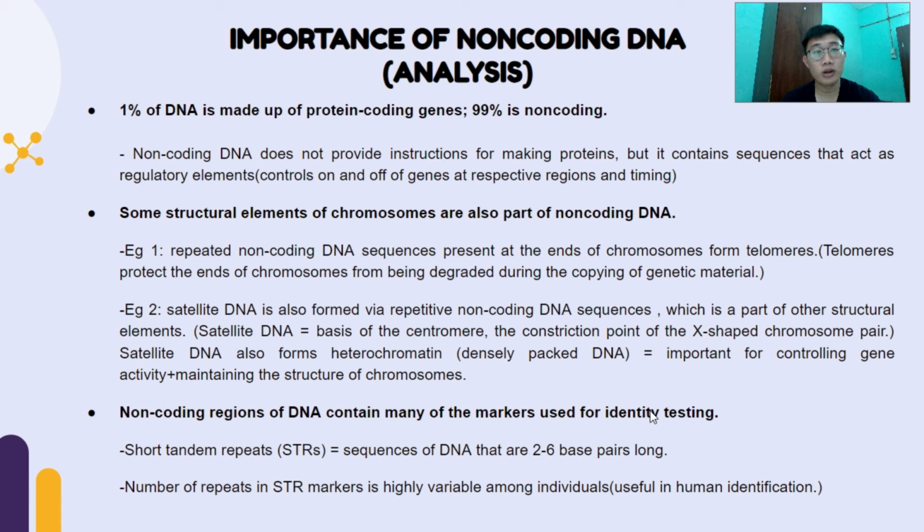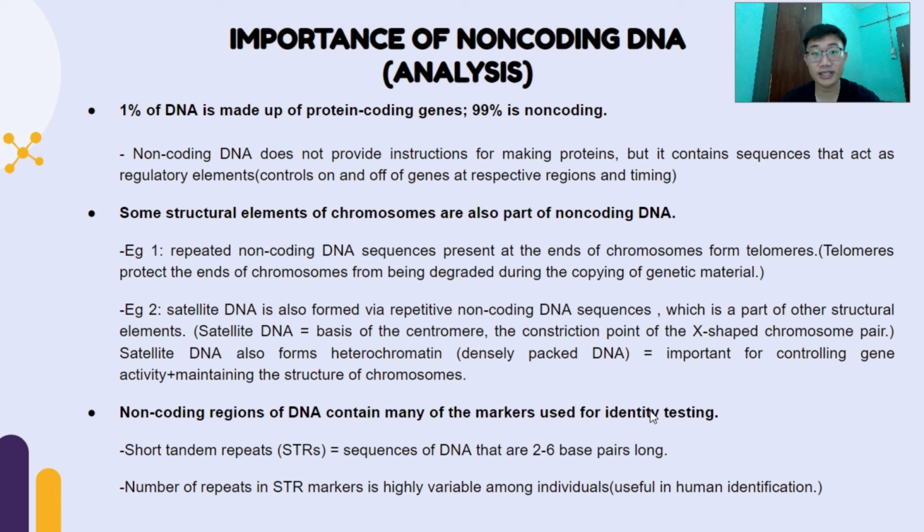Some structural elements of chromosomes are also part of non-coding DNA. For example, the repeated non-coding DNA sequences at the end of chromosomes form telomeres. Telomeres protect the end of chromosomes from being degraded during the copying of genetic material. Besides, the repetitive non-coding DNA sequences also form satellite DNA, which is a part of other structural elements.